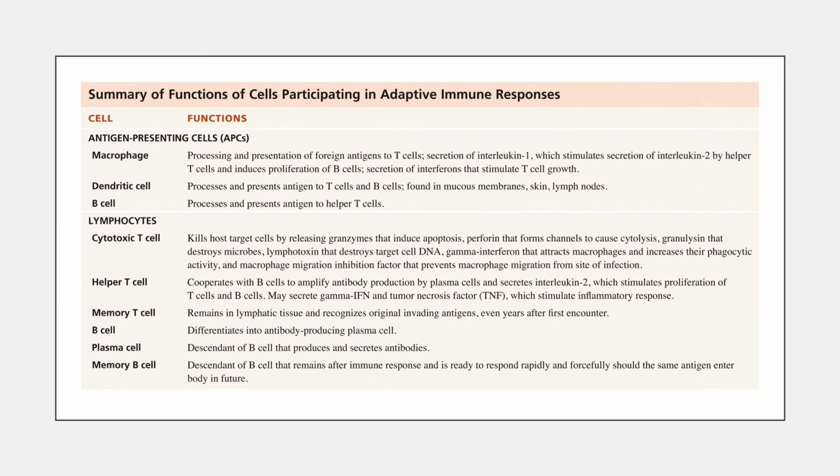This table here summarizes all of the activities of cells involved in adaptive immune responses. So this is a really good table to review if you're not understanding this type of immune response. We have the cells on the left here, these antigen presenting cells at the top and lymphocytes at the bottom here, and then their functions are all going to be to the right. Really good table to review here.